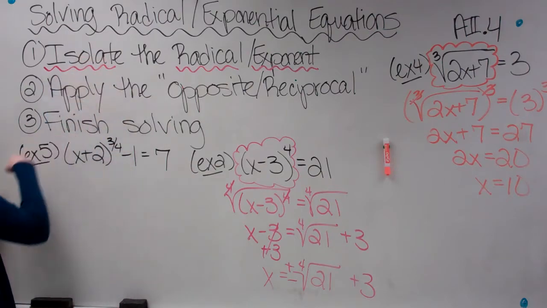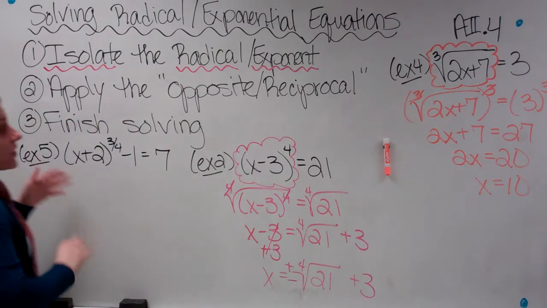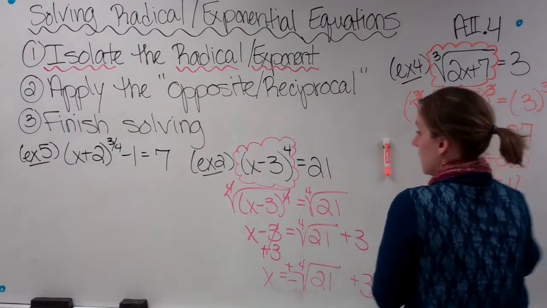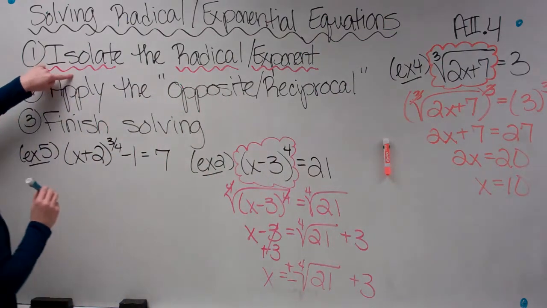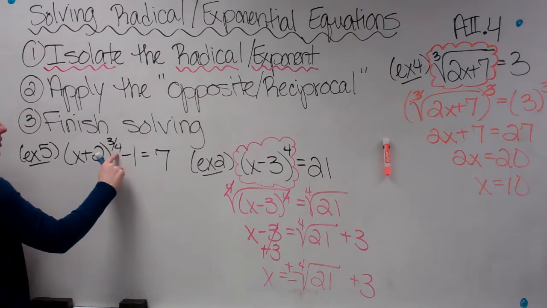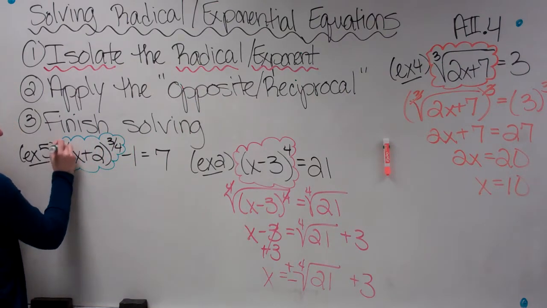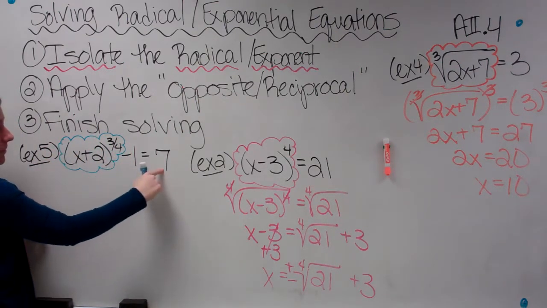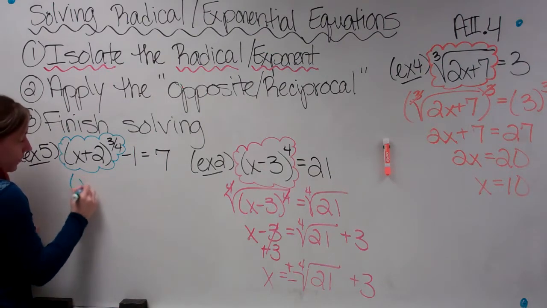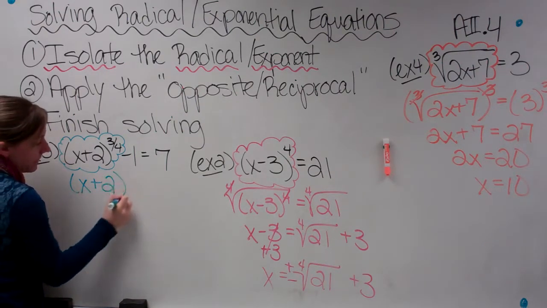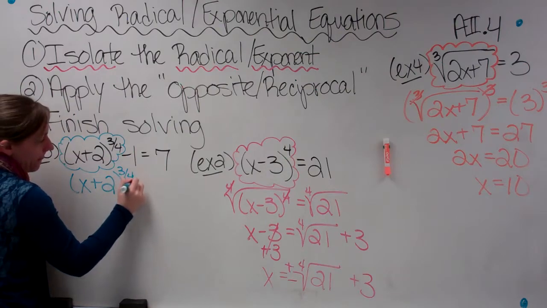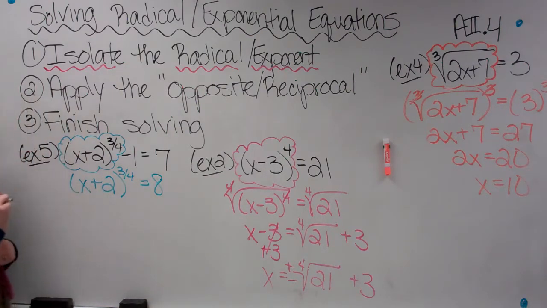Now, we want to follow our rules. So the first thing it says to do is to isolate the radical or the exponent. Since this is the exponent, this is what we want to isolate. So we need to move our 1 over. We're going to add 1 to both sides, and you get your 8.